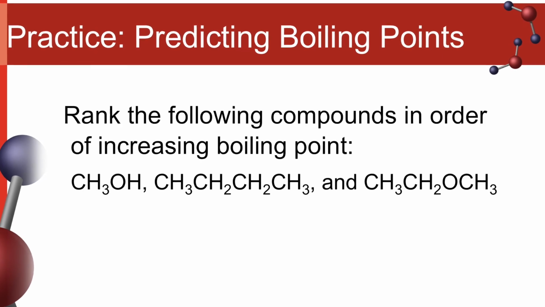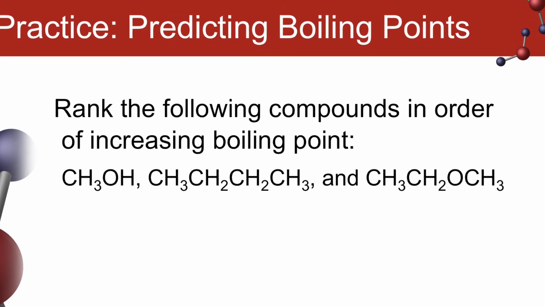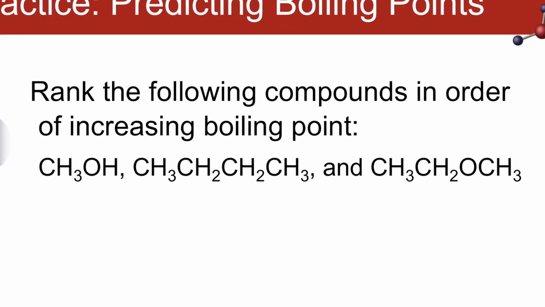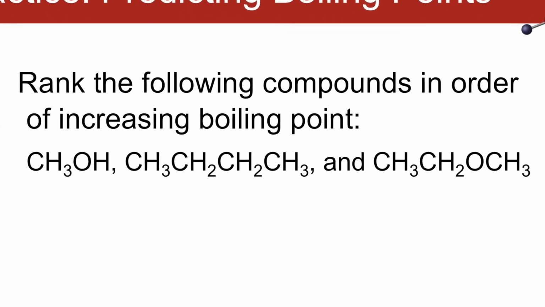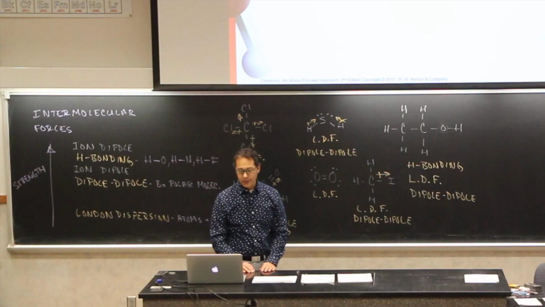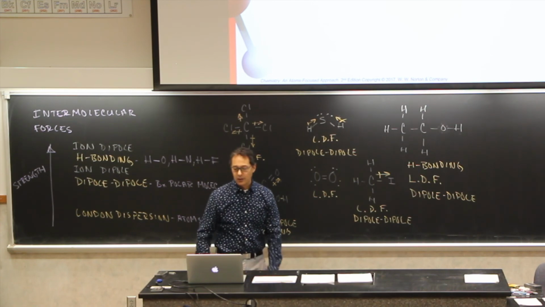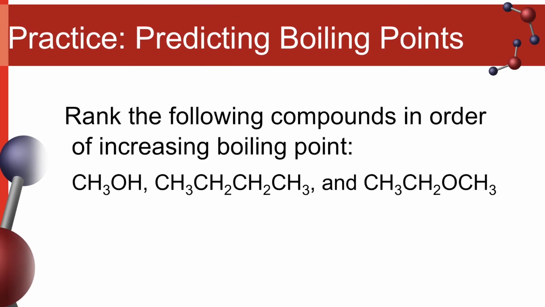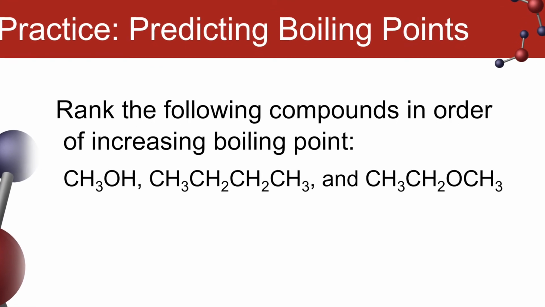Okay, rank the following compounds in order of increasing boiling point. Increasing boiling point. So the structure that would have the highest boiling point would be the stickiest one. The one with the lowest boiling point would be the least sticky. As we look at these three molecules, what do we see?